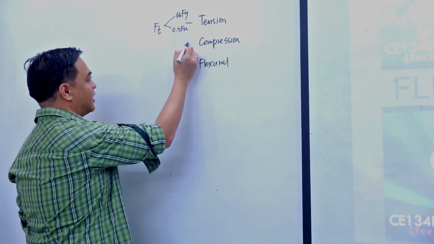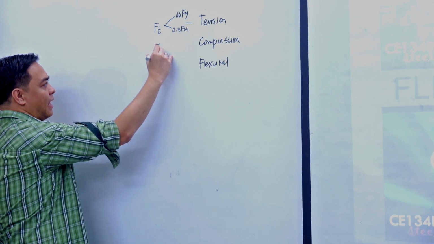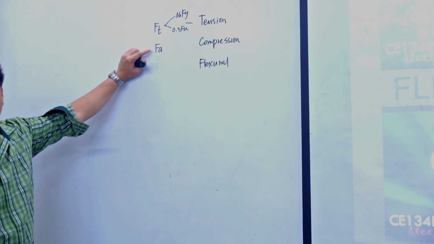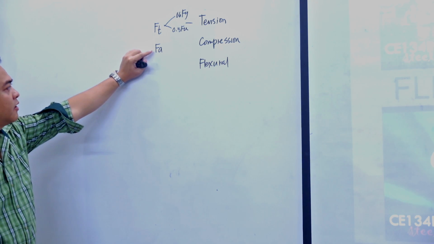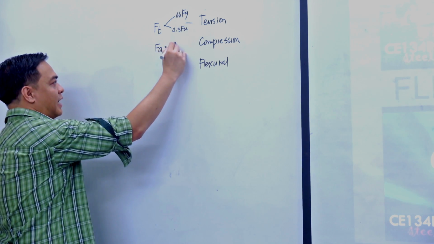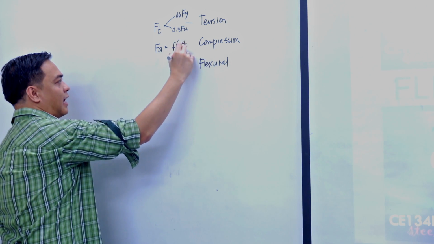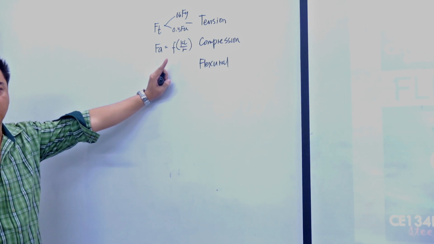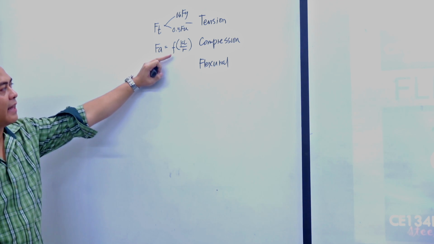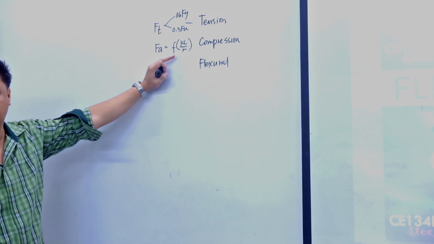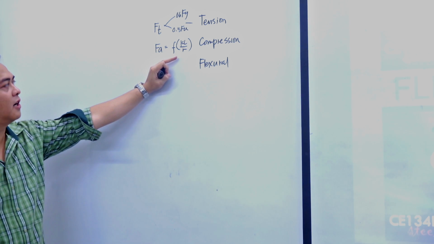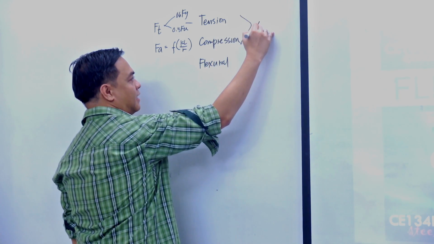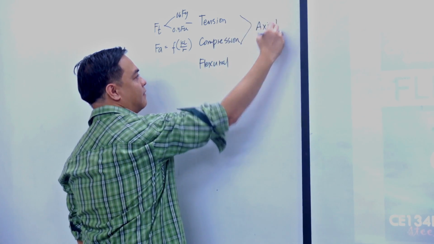Now, for compression, we have the capital Fa. And based on our code, the capacity of a compression member usually depends on its slenderness ratio, KL over r. Comparing KL over r with the critical slenderness ratio, we can identify the compression member as either intermediate or long. Okay? These two are considered as actually loaded.